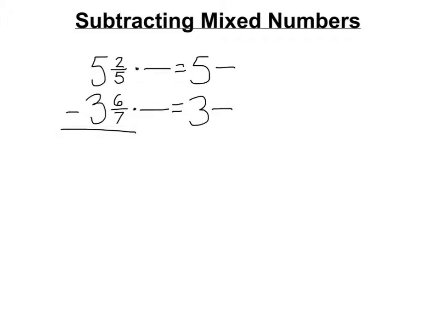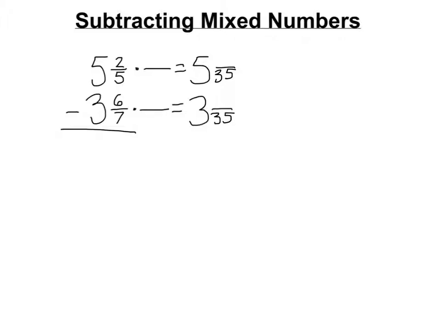And now we need to think, okay, 5 can turn into 10, 15, 20, 25, 30, 35, 40, 45, 50, and on and on and on. 7 can turn into a 14, a 21, a 28, a 35. Right there, they can both turn into a 35. So my common denominator is going to be 35.